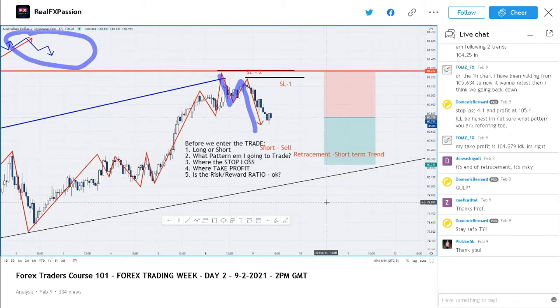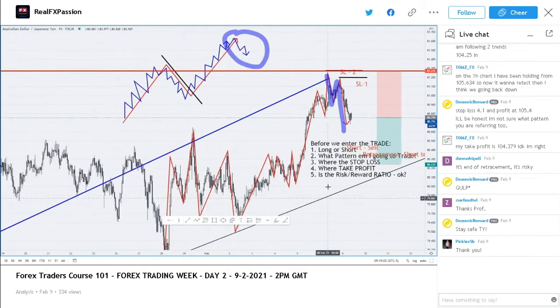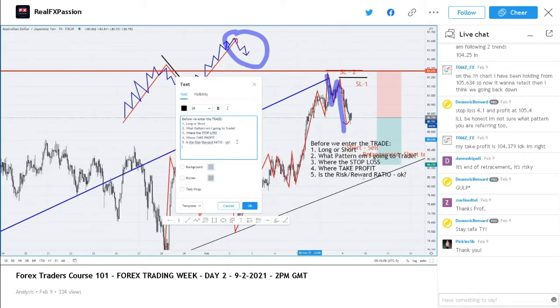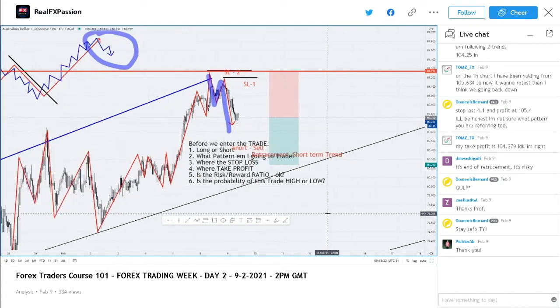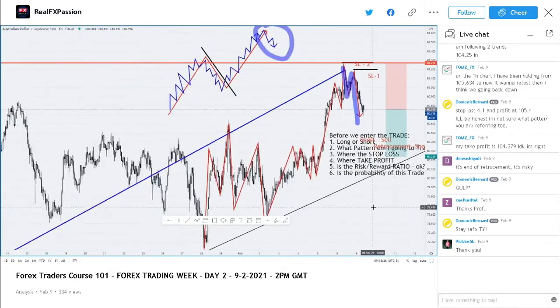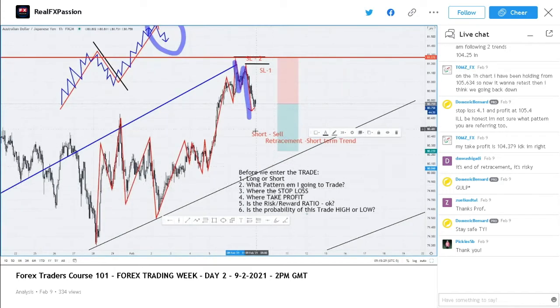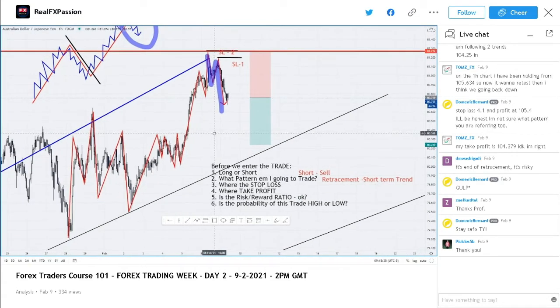Okay. Everybody, there is no right or wrong. What do you think about this trade? Is the risk-reward ratio okay? And so the last one, number 6, is the probability of this trade high or low? What do you think, everybody? So it's a short-term retracement trade, everybody. What do you think about the probability that this trade is going to give us 1 for 1?